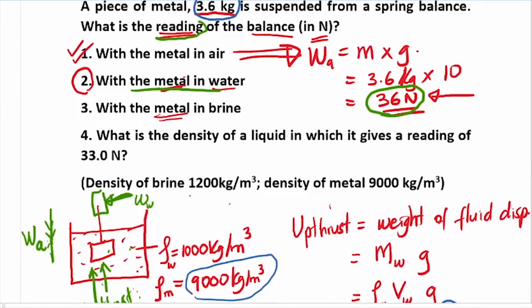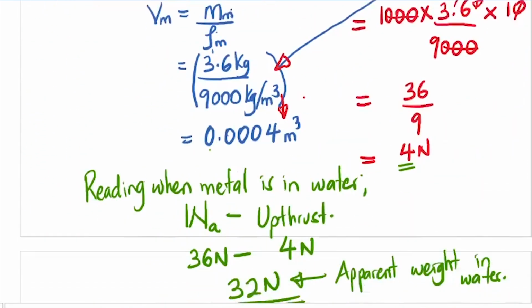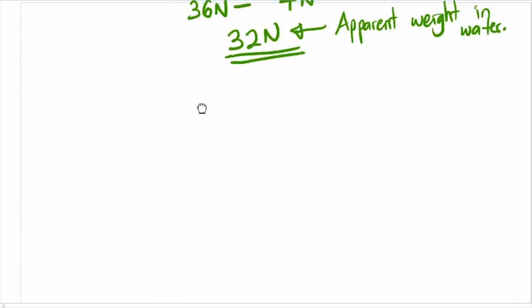So again, they want us to find number 3, the reading of the balance in newtons with the metal in brine. So it's going to be the same approach. If the thing is in brine, we need to first find the upthrust experienced by the metal when it's in brine. Let me draw something here. This is the thing. This is now brine.